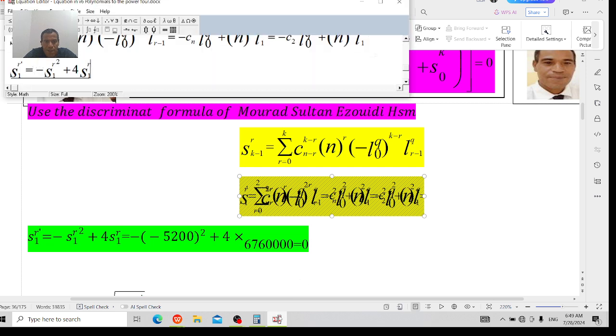It comes like that. Okay, this is S3, of course. Now I will use this one. It will be negative: minus S1 for the R squared plus 4 S1 for the R, equal to negative 5,000 squared plus 4 times 6,760,000. This one is equal to 0. Okay, I will go with this one.